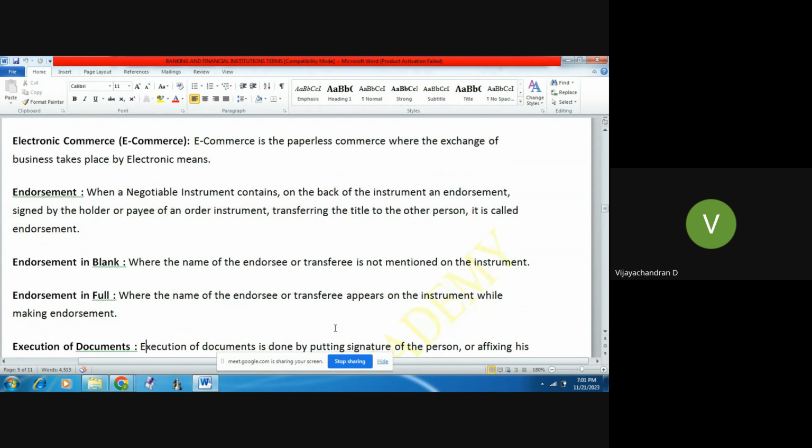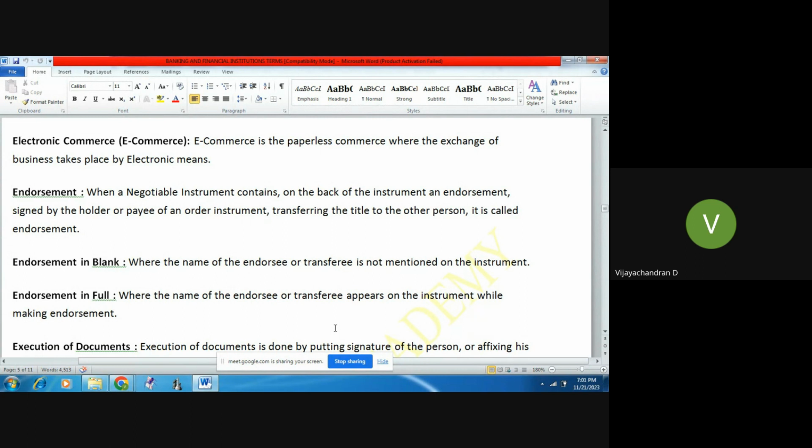What is endorsement in blank? You are not mentioning the name of the endorsee or the transferee. That is blank endorsement. What is a full endorsement? You are mentioning the name of the transferee. So the endorser, the transferor, mentions the name of the endorsee. So who is holding the check? Who is holding the bill of exchange? Who is holding the DD? Everything is mentioned there, the name mentioned at the reverse of the instrument.